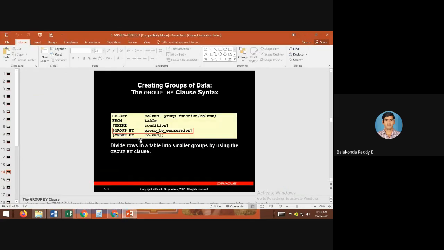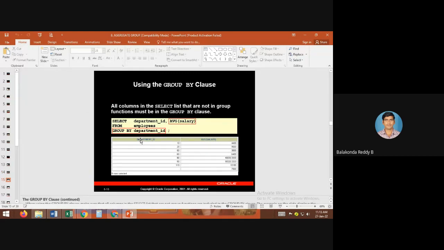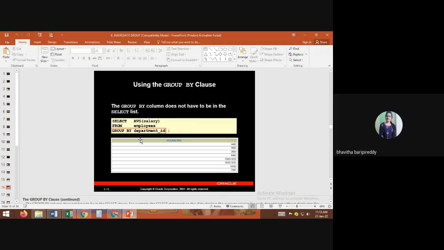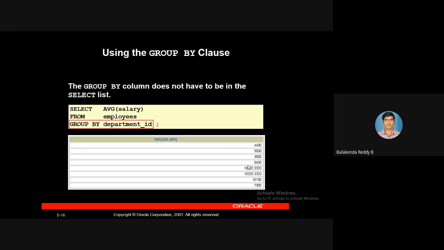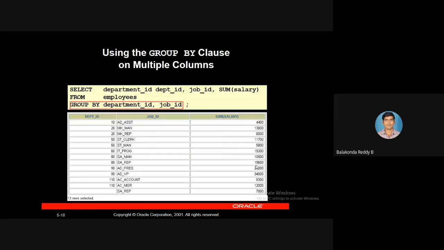Any doubts in this one? No doubt. Group by class is right. Select average salary. It gives the average salary of 4,400, 9,500, 3,500. But I don't know which department this 10,033 rupees belongs to. That's why we added the department also.